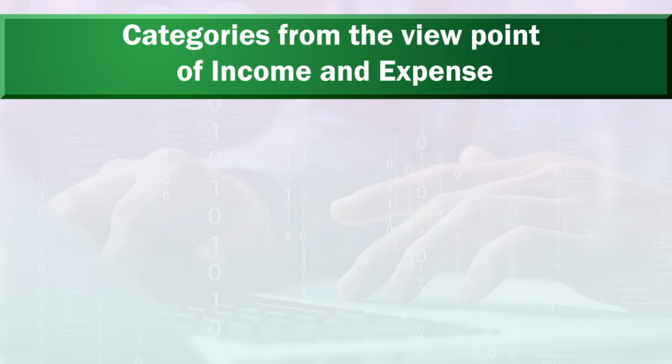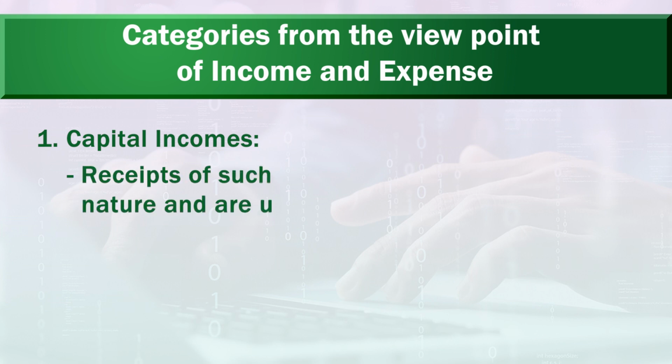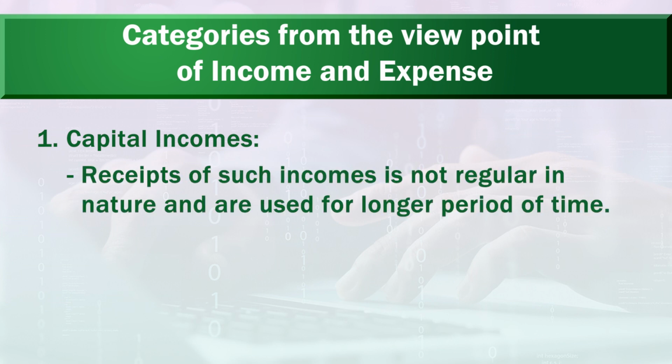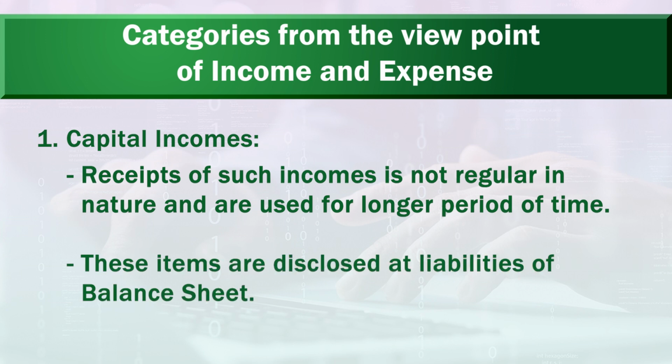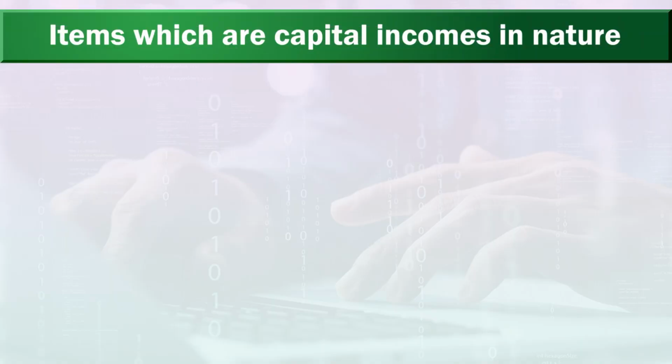Let us see the items which are categorized into different categories from the viewpoint of income and expenses. The first one is capital incomes. Receipts of such incomes are not regular in nature and are used for a longer period of time. These items are disclosed at liabilities of balance sheet. Let us see these items which are capital incomes in nature.